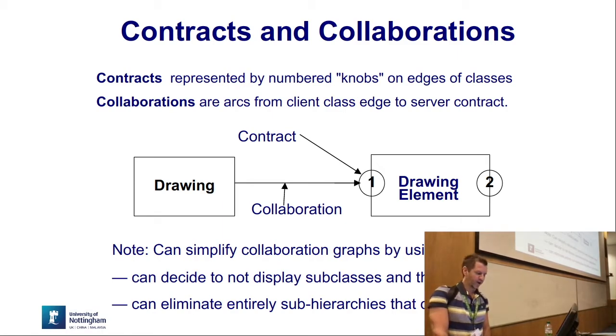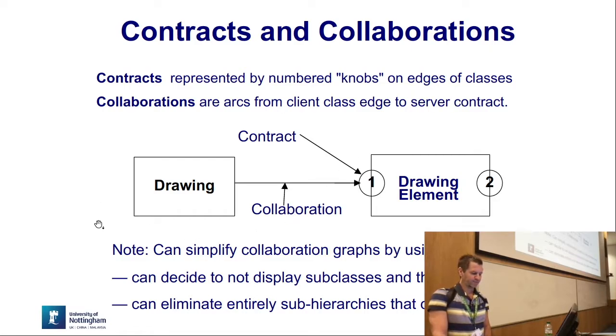We just mentioned contracts and collaborations. Contracts are represented by numbered knobs on edges of classes. So that is a contract. That just means it's a way of annotating collaborations. It's saying, okay, this is a description of this collaboration, and it gives it a label. And then we can actually document it, like collaboration number 1 or contract number 1, and actually write a description of it. Collaborations are arcs from the client class edge to the server contract.